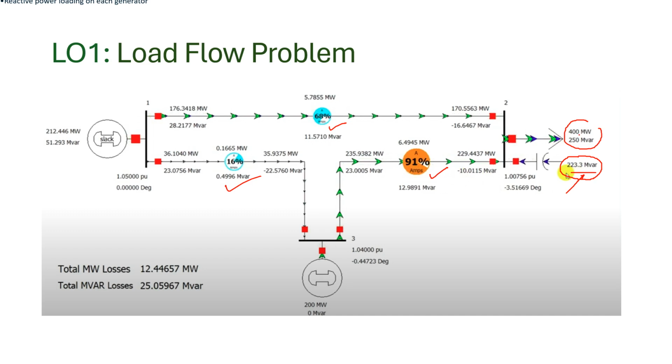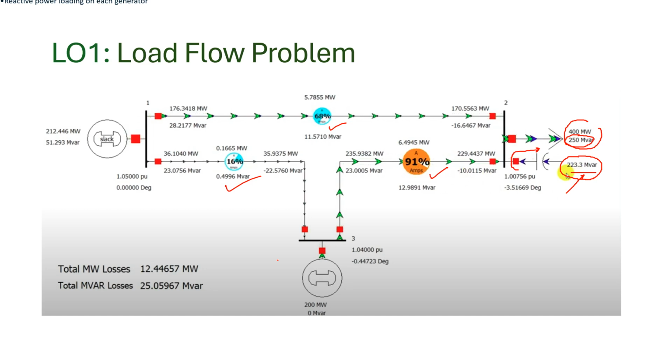Whatever reactive power the load requires is now supplied locally, so no reactive power is taken from any of the generation. That will cause your voltage profile to improve, and your line flow will also be within the limits. This is the point you should understand: load flow study is a very, very important study in the power system. It will give you the voltage magnitude, what power flows in the line, and the losses also.